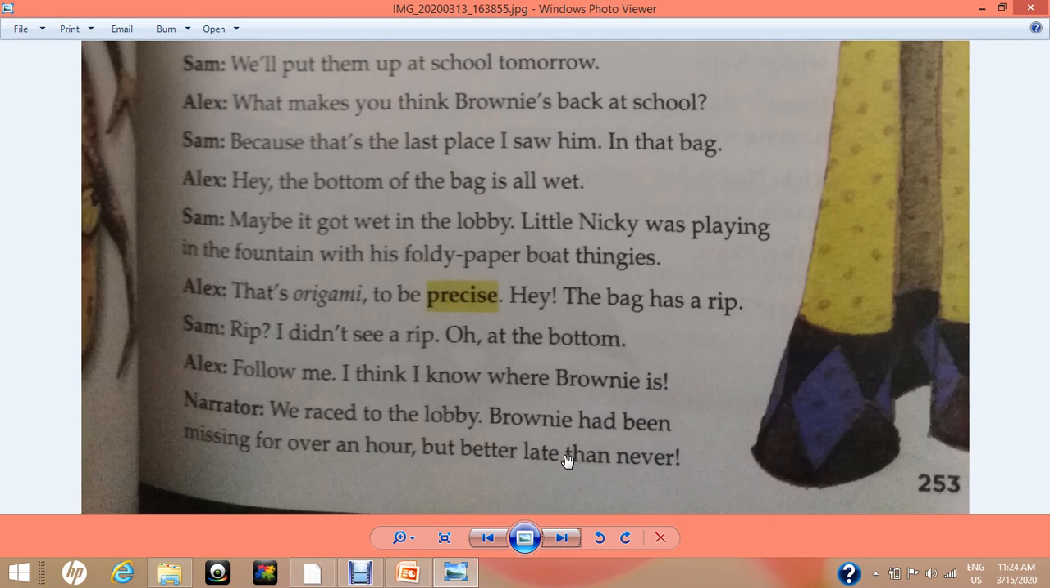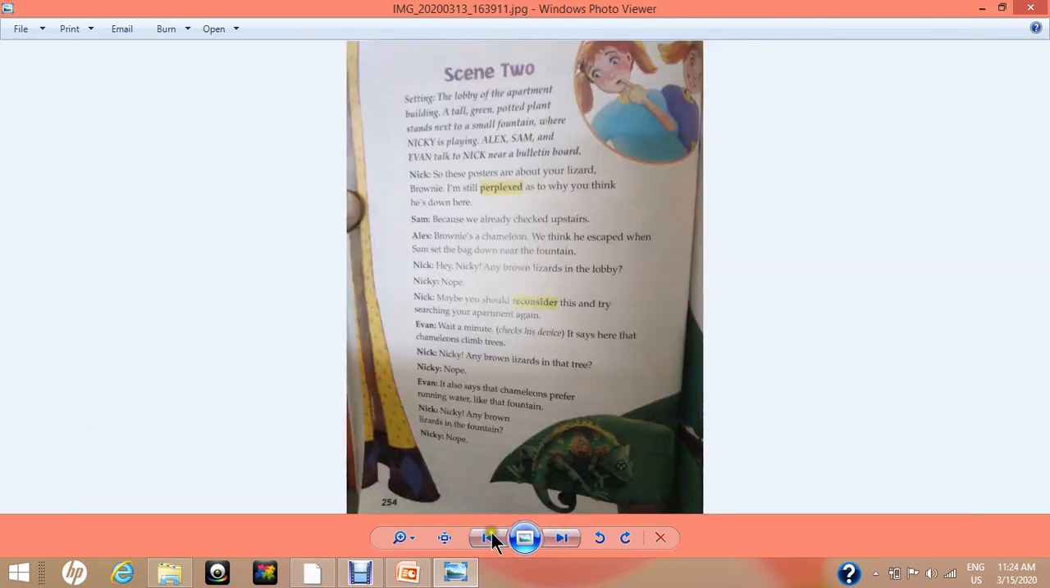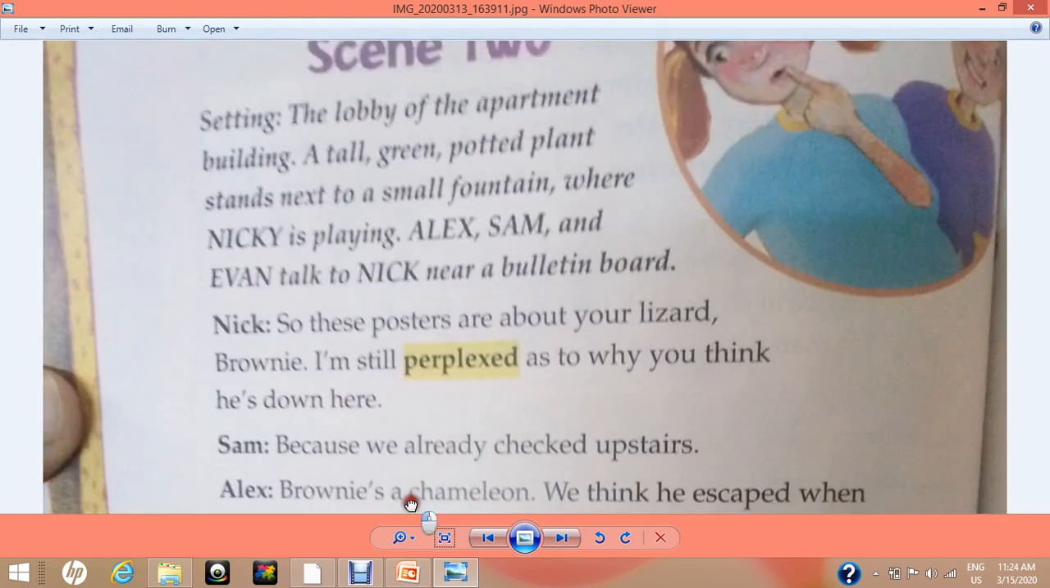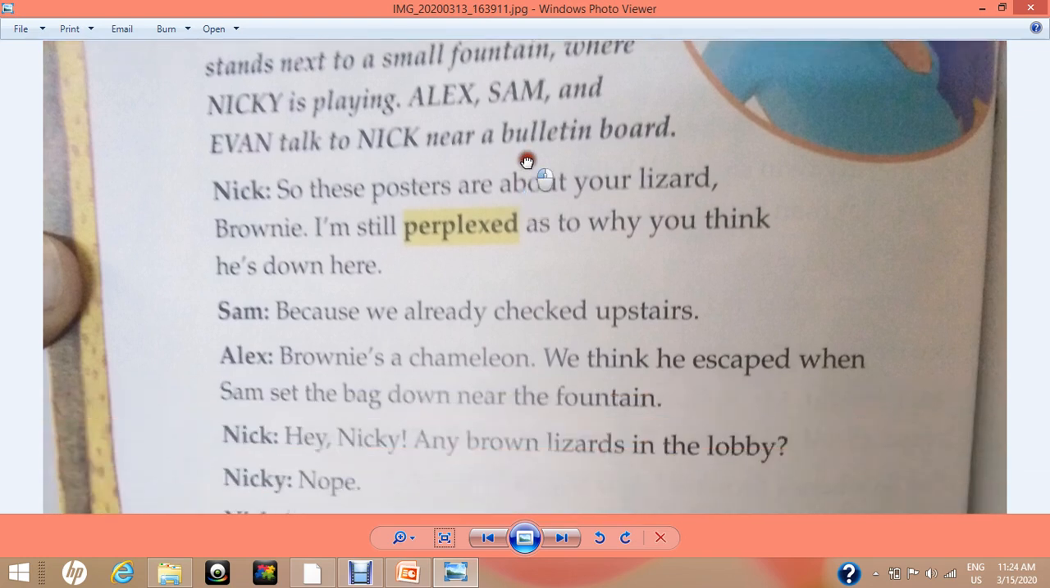My dear students, so far we have concluded scene number one. Now scene number two will appear on the next page. That's quite lengthy. Page number 254 begins with scene number two. Again, you will understand the setting, means the background. The lobby of the apartment building, a tall green potted plant stands next to a small fountain where Nicky is playing. Alex, Sam and Evan talk to Nick near a bulletin board.